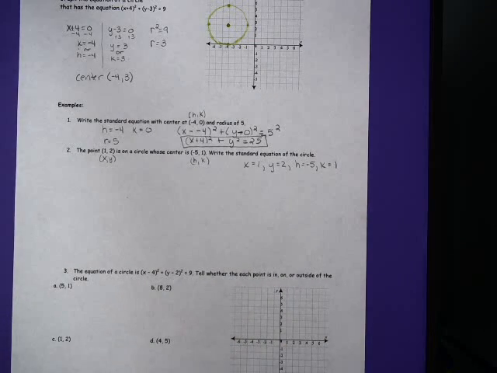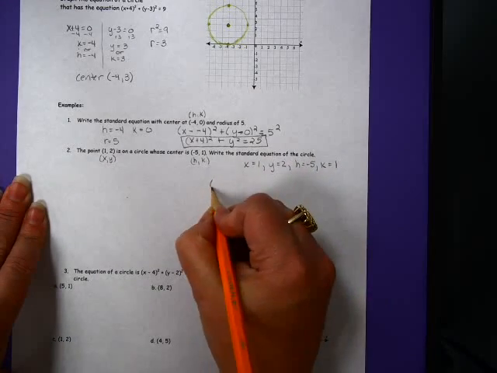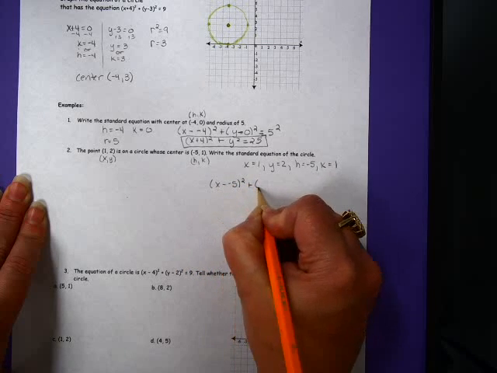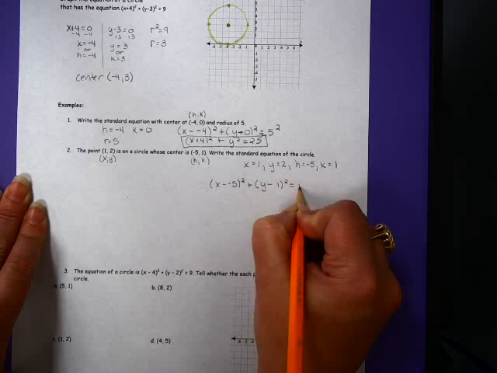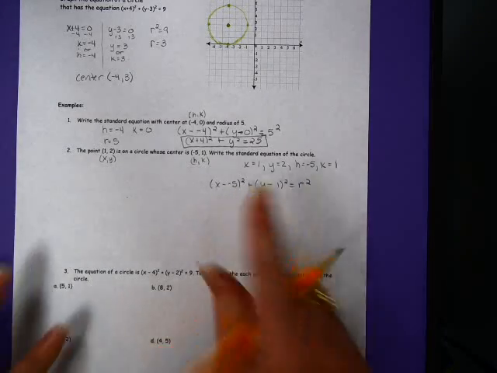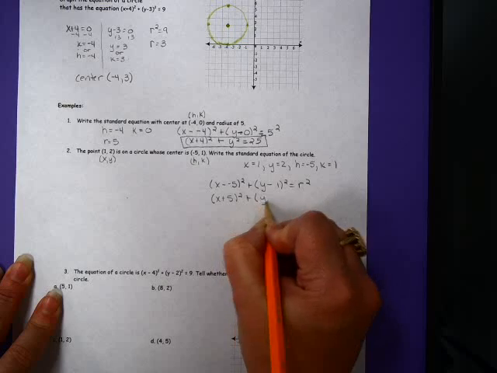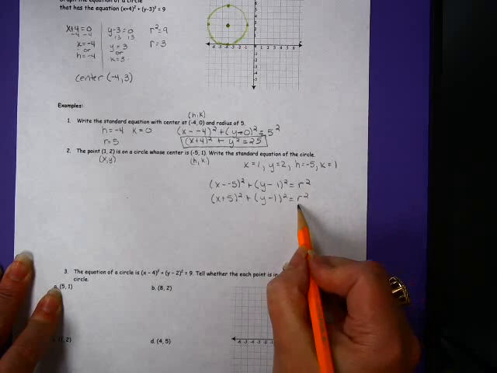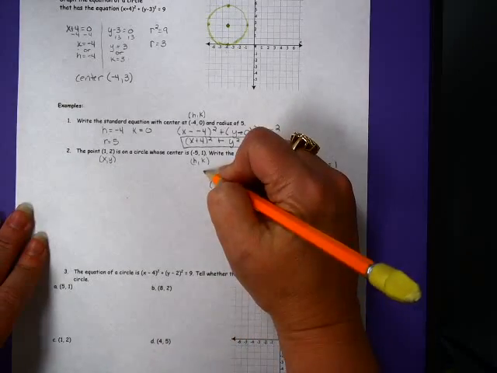So if I were going to just plug this into a standard equation, my first reaction would be to say, well, that's going to be x minus negative 5 squared plus y minus 1 squared equaling r squared. Okay, well, cleaning this up, that would be x plus 5 squared plus y minus 1 squared equaling r squared. And I can't go any further because I have to find the radius. So, plan B. That didn't get me anywhere.